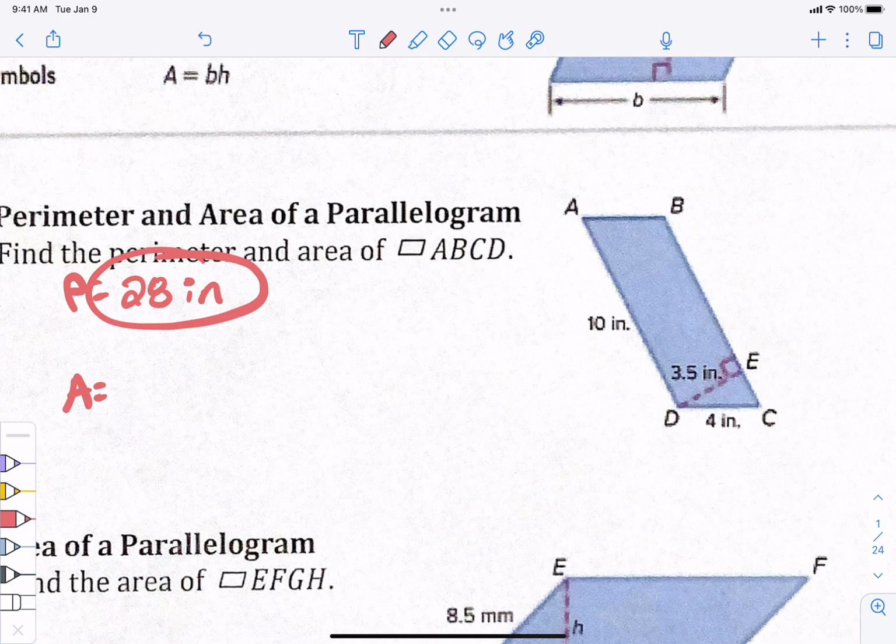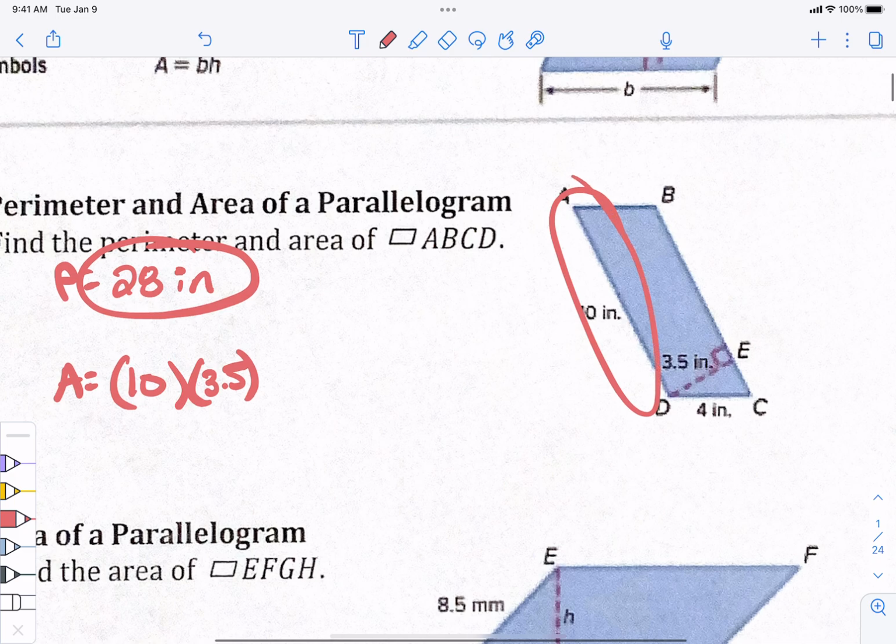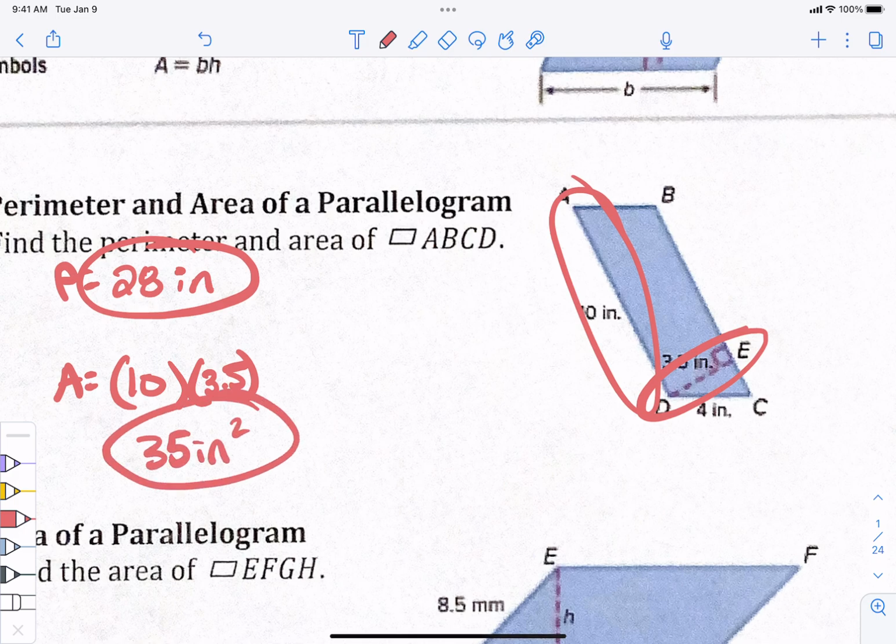Area is base times height. What's the base? 10. So it's on the side. What's the height? 3.5, because those two dimensions have to be perpendicular to one another, like at a right angle. So 10 and 3.5, move the decimal. 35 inches squared. Not too bad, right?